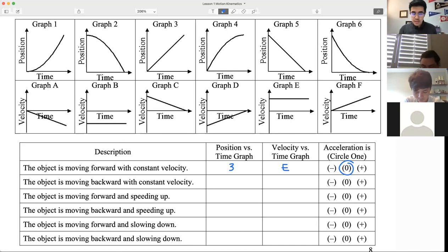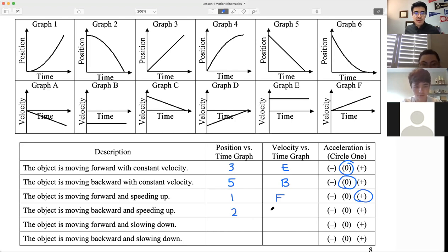I am back. Did y'all get anywhere on these? Will the next one be graph 5 and graph B? The object is moving backwards with constant velocity, graph 5 and graph B, correct. 0 acceleration. What about the next one? Forward and speeding up. 1F. 1F, excellent. What is the acceleration here then? Positive. Good.